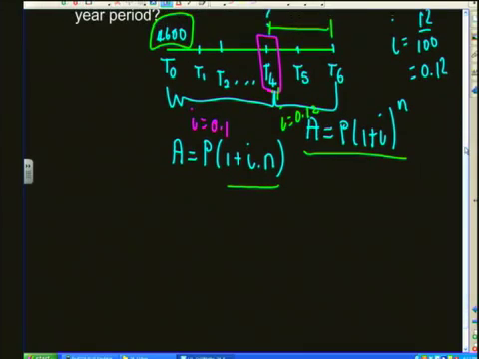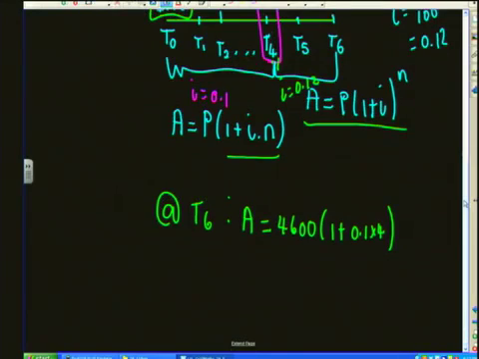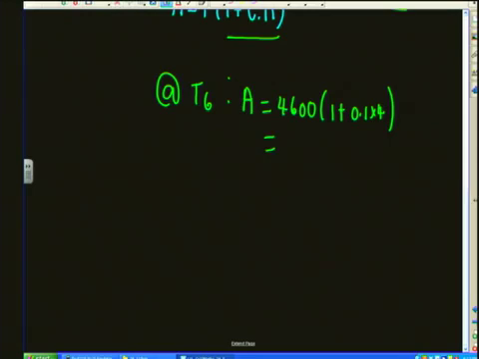All right, so I'm going to say at time 6, so at the end of the period, the final amount is going to be equal to the initial amount, which is 4,600 Rand, at an interest rate of 10% for a period of 4 years. Now at this point you can decide, you can use your calculator and work out what this value is.